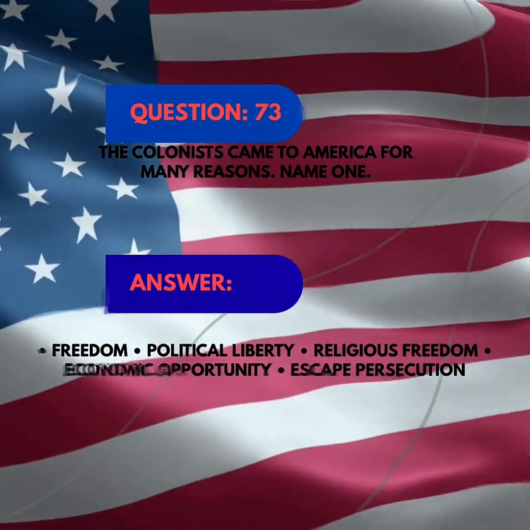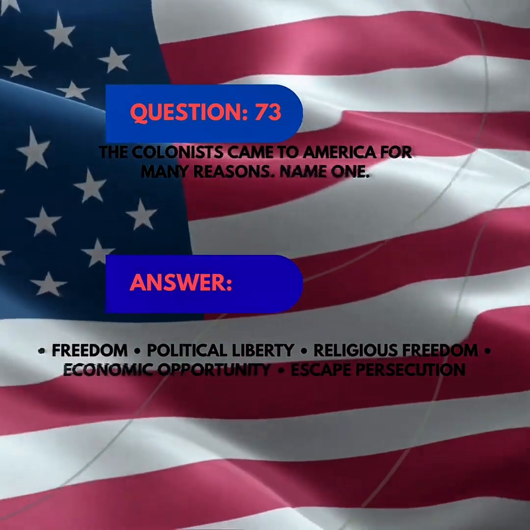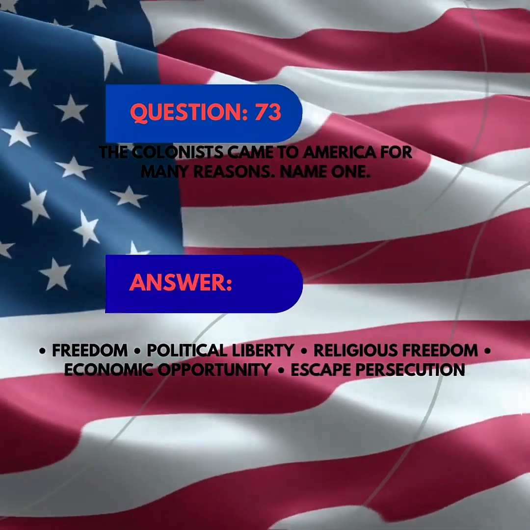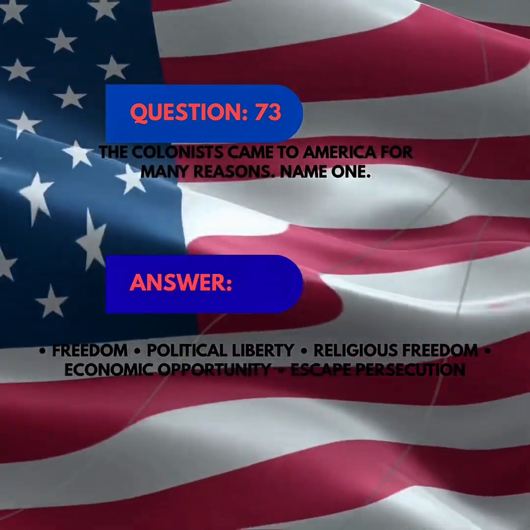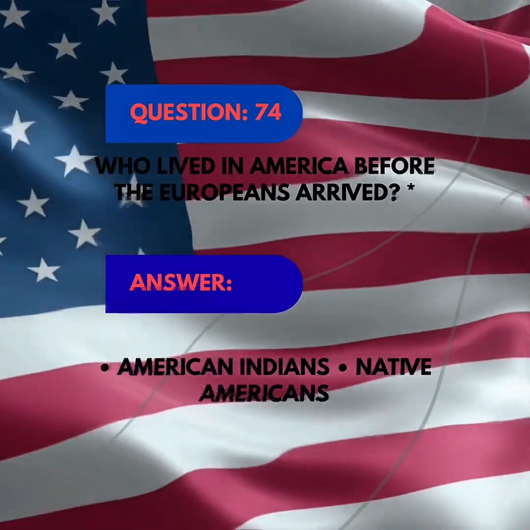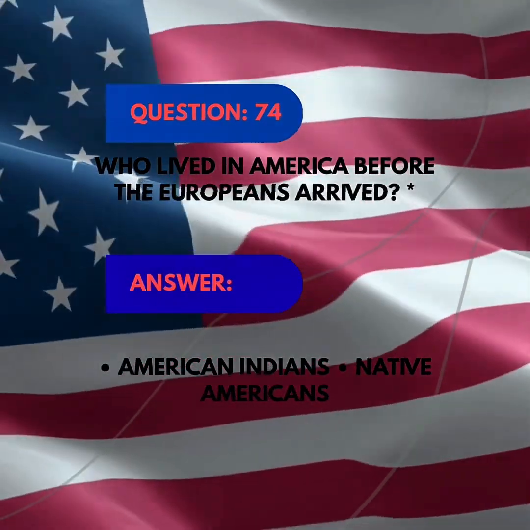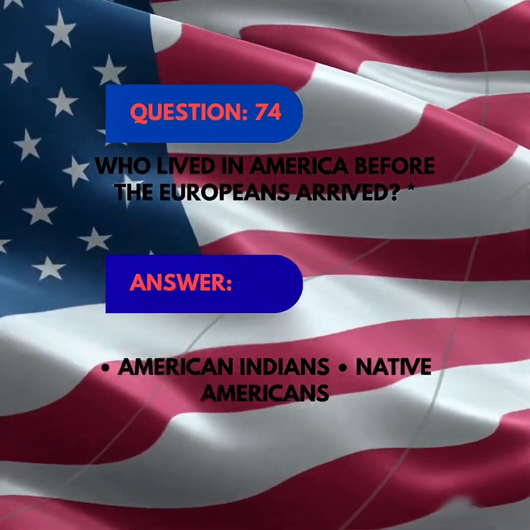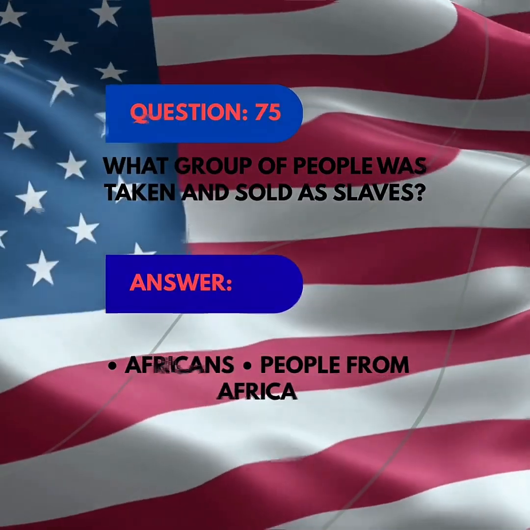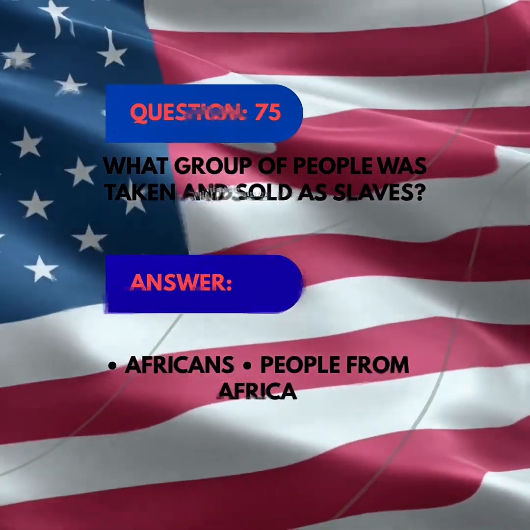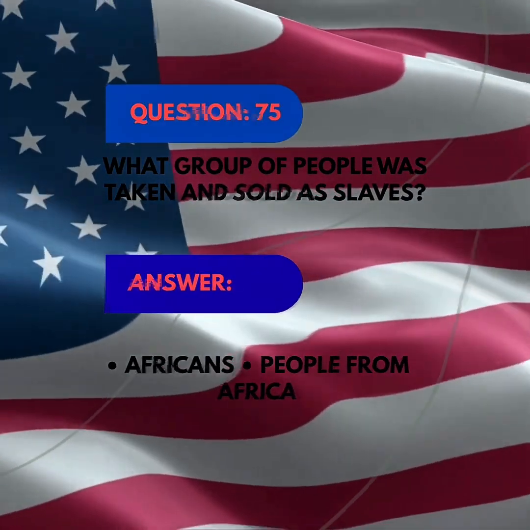Question 73. The colonists came to America for many reasons. Name one. Answer. They came for freedom, political liberty, religious freedom, economic opportunity, and to escape persecution. Question 74. Who lived in America before the Europeans arrived? Answer: American Indians or Native Americans. Question 75. What group of people was taken and sold as slaves? Answer: Africans or people from Africa.